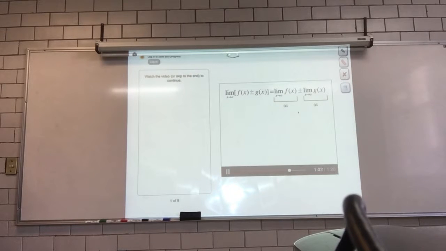Suppose f and g are both infinity. Do you think this rule still works? For example, suppose you want the limit of x squared minus 10x as x goes to infinity. The x squared goes to infinity, but the minus 10x goes to minus infinity. What does this limit equal?